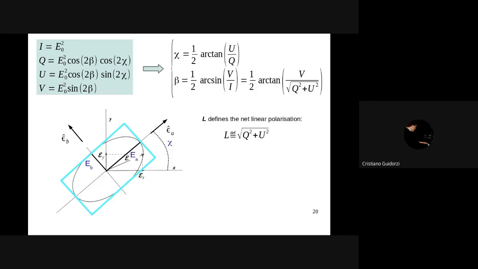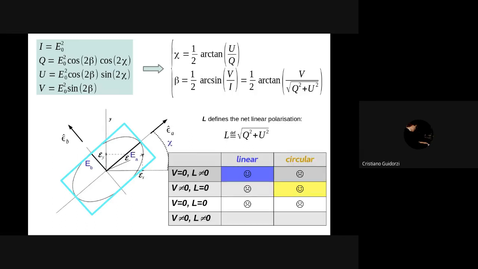To summarize all the possible combinations, I made this table, which I like particularly, because it tells you the different combinations of information that you can get from the parameters. For example, we define L, we have V, and I remind you, V in the circular basis is E plus squared minus E minus squared. So when V is positive or different from 0, it means that one circular basis term prevails over the other one.